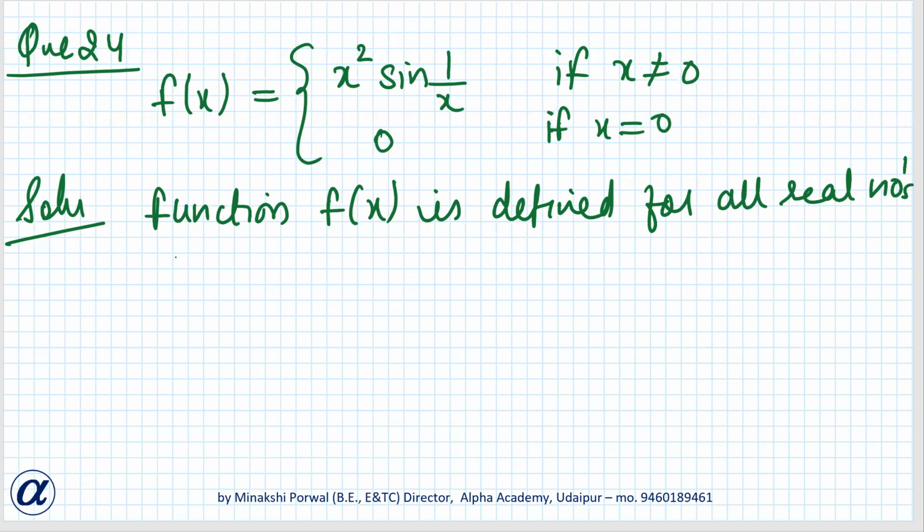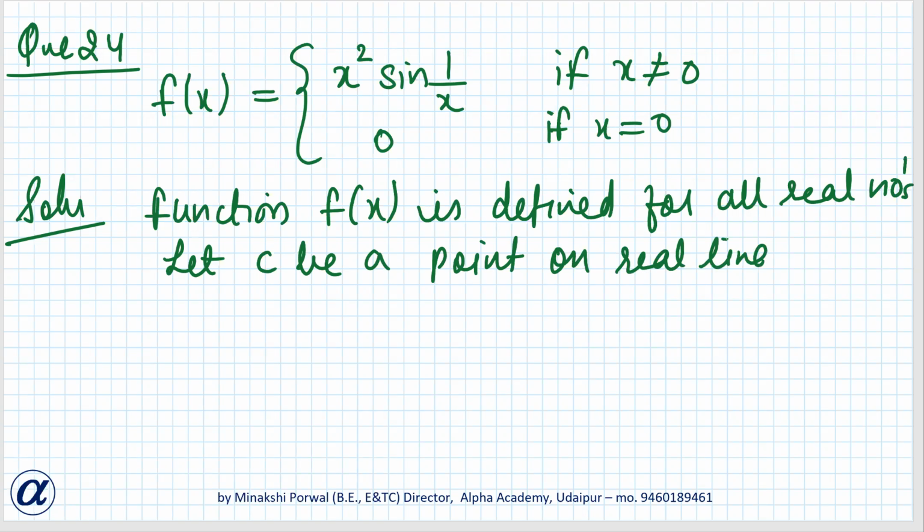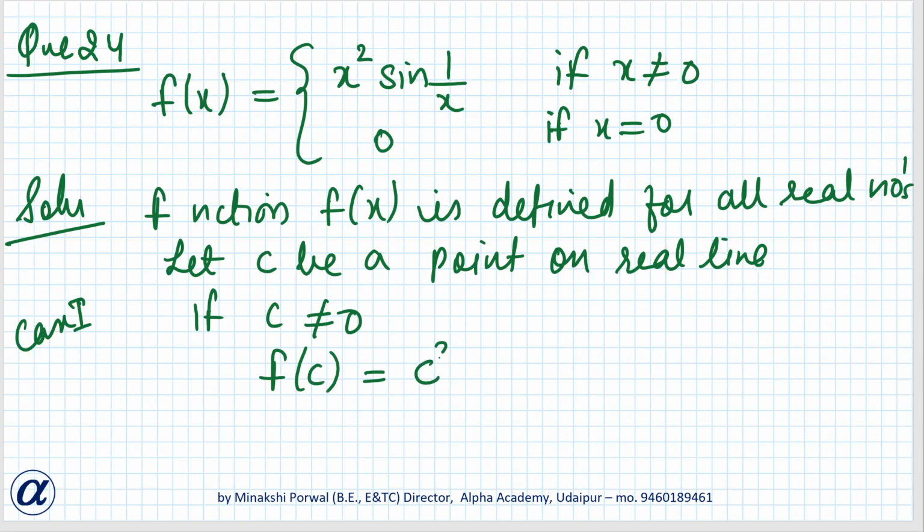Okay. Let C be a point on the real line. So first case, if C is not equal to 0. Actually, when x is not equal to 0, we'll take C not equal to 0 as one case. The other case will be C equals 0. These are the only two cases we'll take. So when C is not equal to 0, f(C) will be equal to C squared sine of 1 by C.